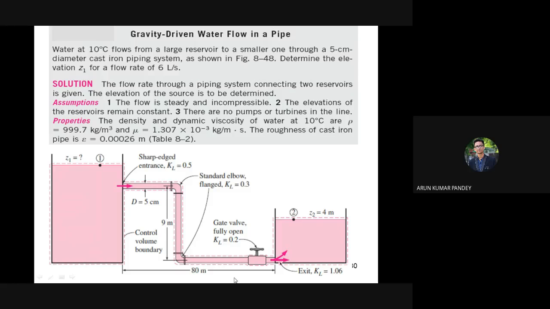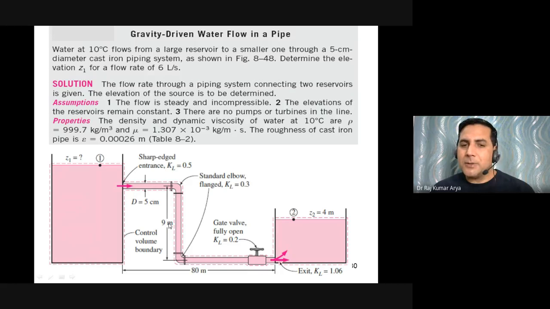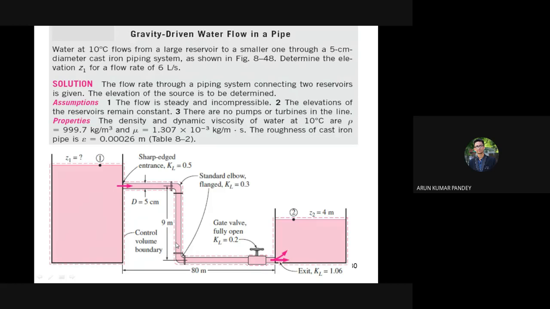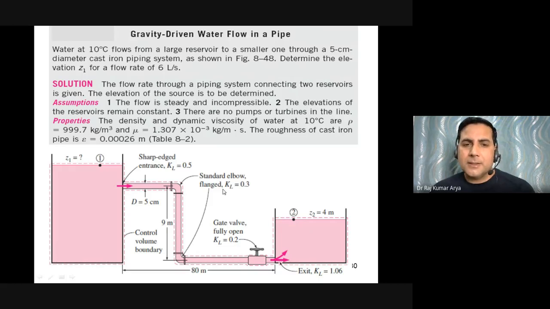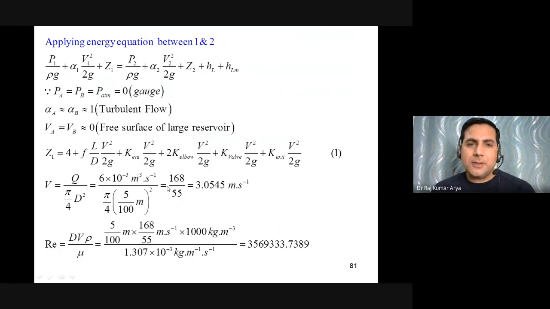80 meter. 80 meter, so that is this length. So it means this includes this length and this length. But this is also a length, right? This is also the length of the pipe. 9 meter. The total length of the straight pipe is 89 meter. Correct? So that's what you have here at this place. Your L is 89.